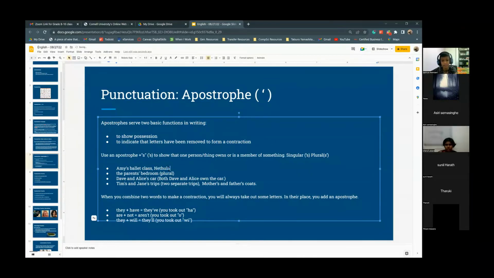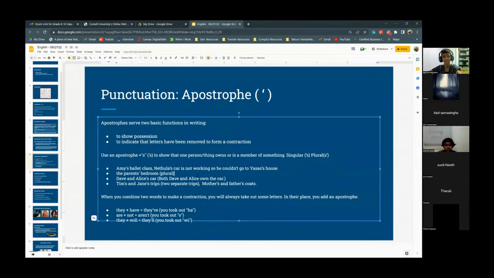So, Netula's car isn't working, and we'll talk about the apostrophe to combine words later. So let me change that to is not working, so he couldn't go to Yasas's house. Does that make sense? So remember, Netula owns the car, and then Yasas owns the house. So that's another example of using apostrophes to show ownership.